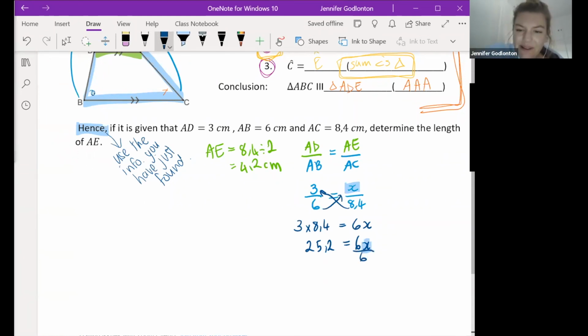There we go. I need to divide by 6. I need to divide both sides by 6. Okay, so x is going to be equal to 25,2 over 6, which gives me the beautiful answer of 4,2.